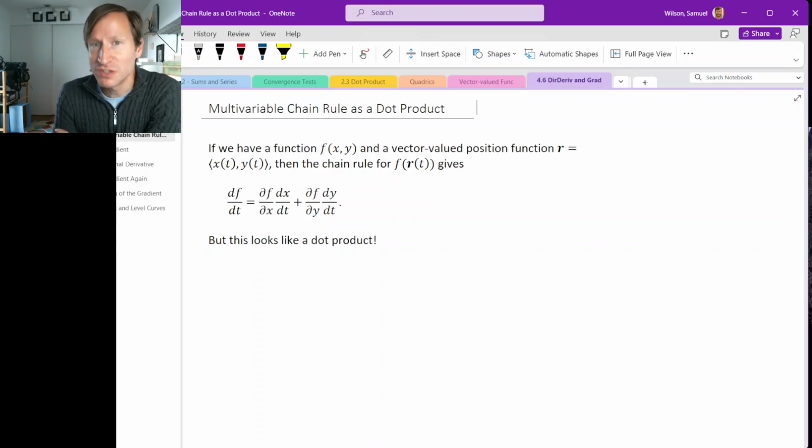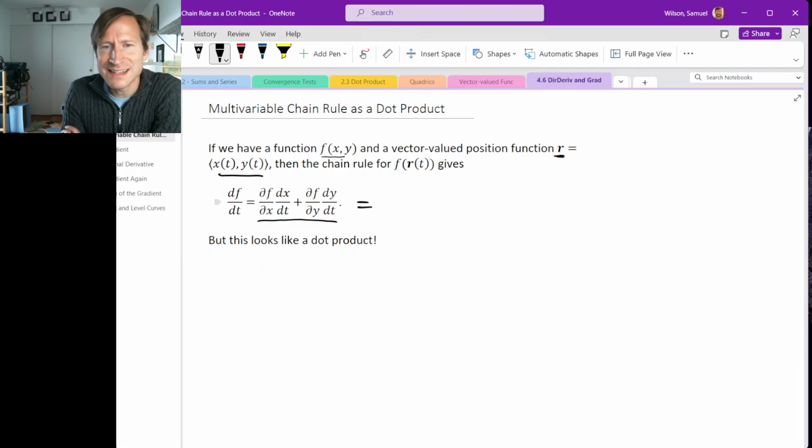When we were working with the multivariable chain rule, we noticed that for this particular situation, where we have a function with two input variables and a vector valued function that gives us a position, the chain rule ended up looking like this. But we noticed that this looks like a dot product. It looks as if we took the dot product of that vector dx dt and dy dt.